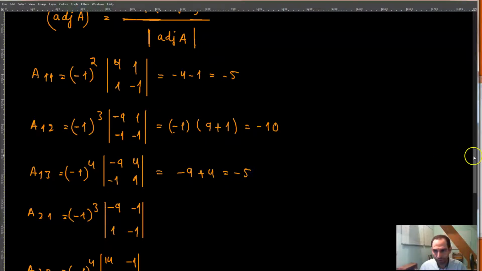So then you need to calculate this one by one. So this is negative 4 minus 1, which is equal to negative 5. This is negative 1 times 9 minus negative 1, which is plus 1, this is 10, so that is negative 10. So this is 1 times negative 9 minus negative 4 plus 4, which is equal to negative 5.